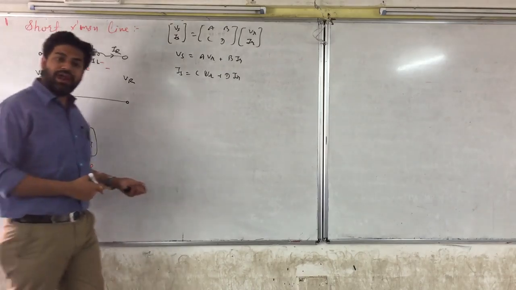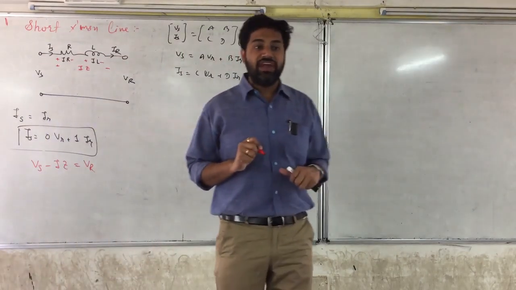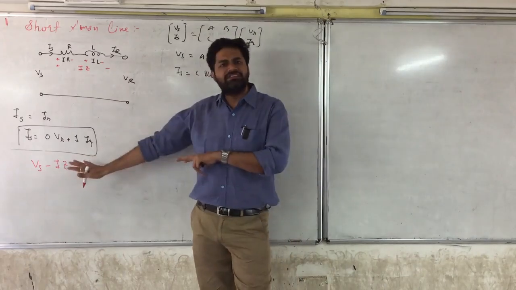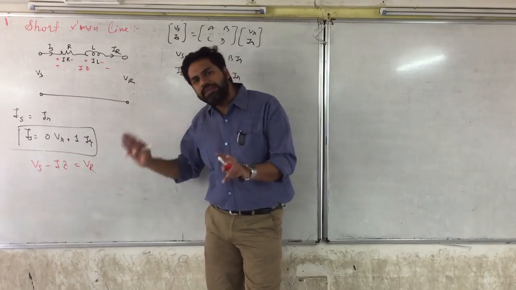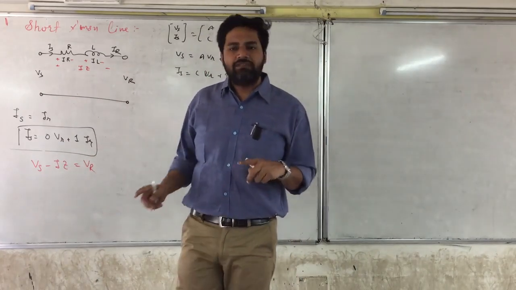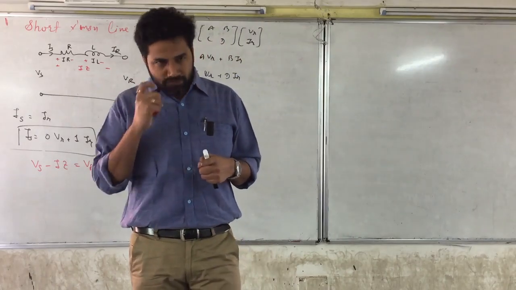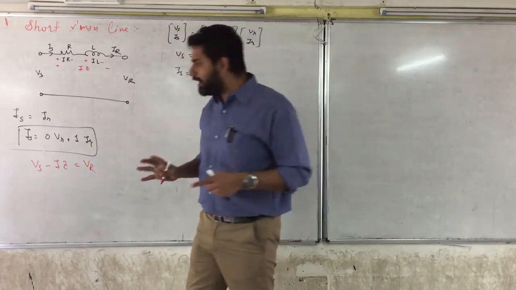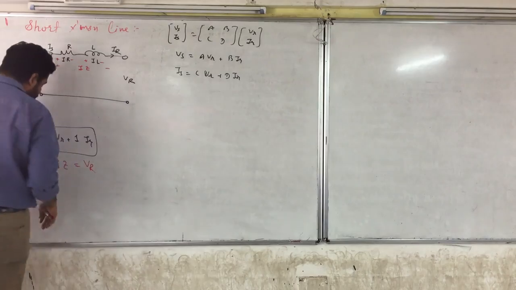And all the terms that I'm writing right now over here are vector terms. Vector in a way, this is R plus jX. Do you understand? Vector means what? That is R plus jX. Otherwise, voltage and current are not vectors, they are scalar quantities. Fine. So we can say that Vs minus Iz is equal to Vr.